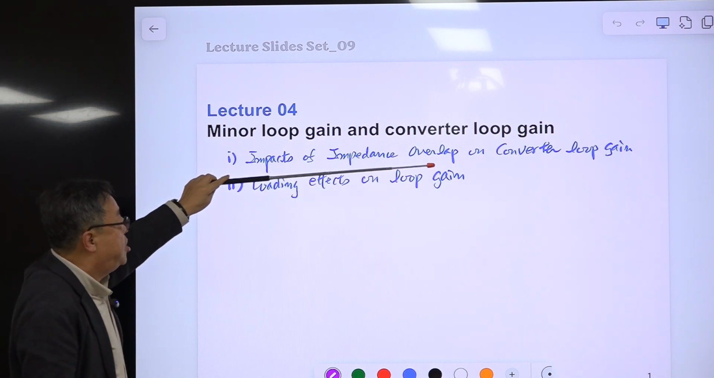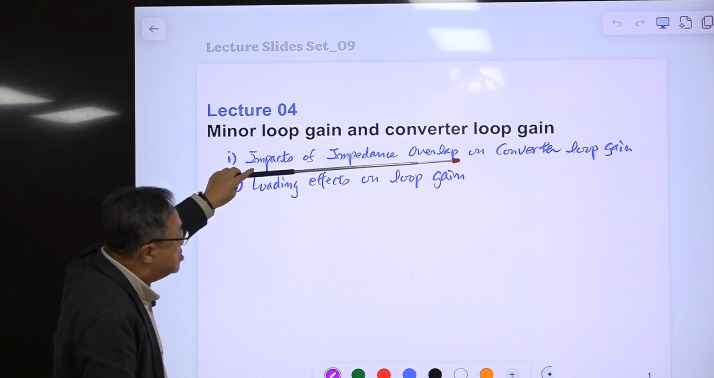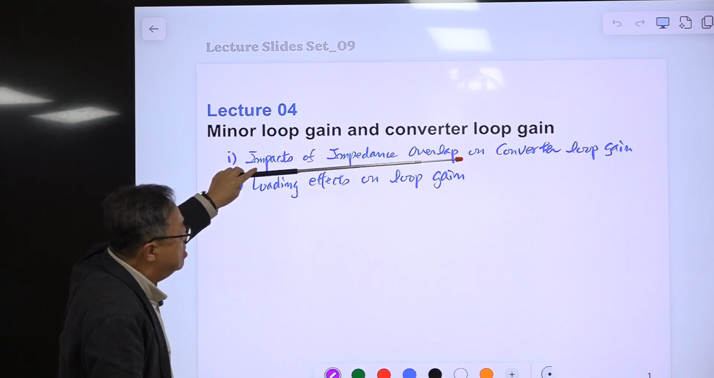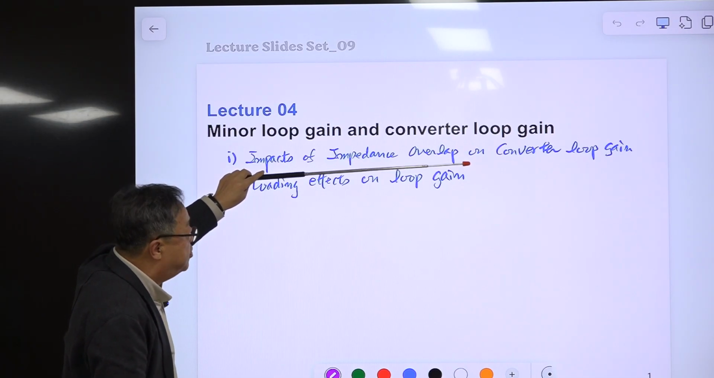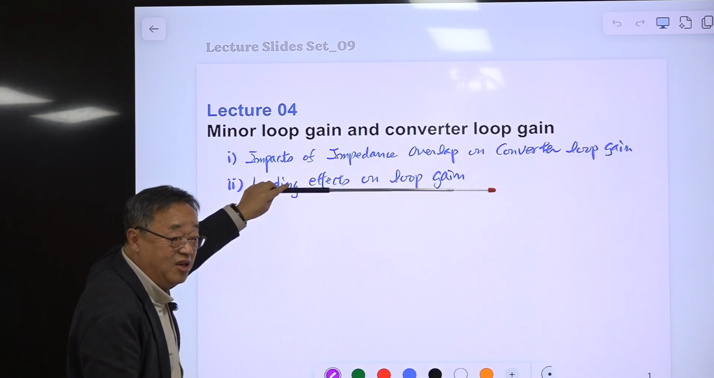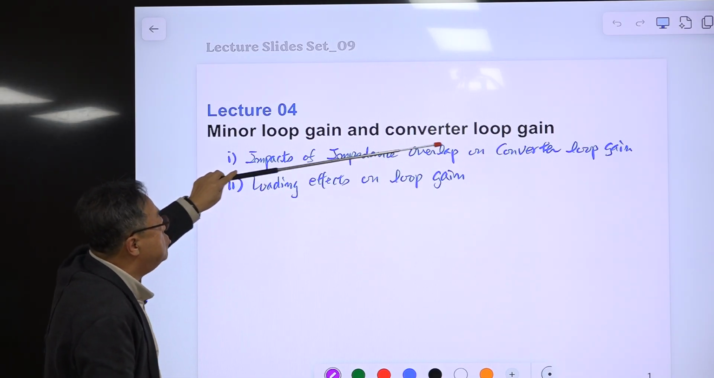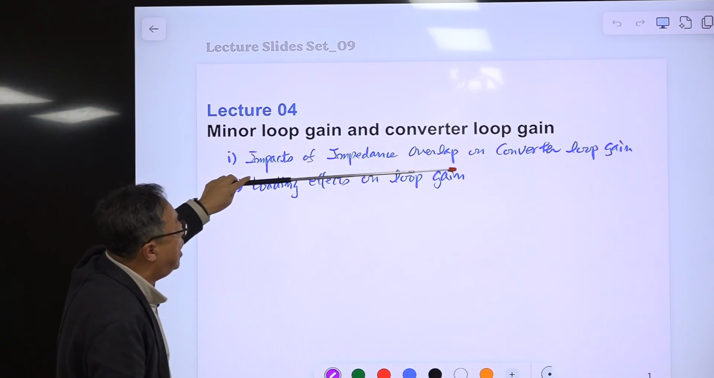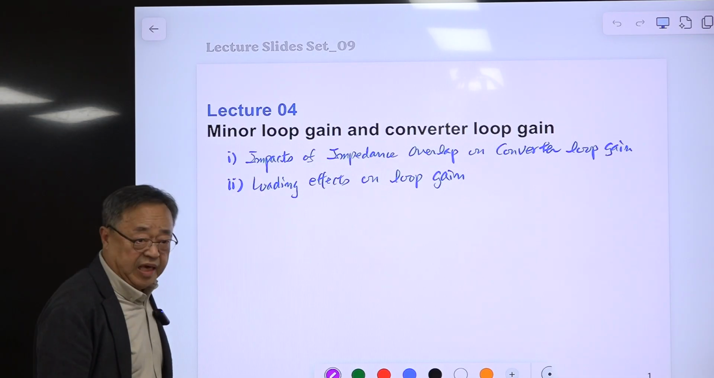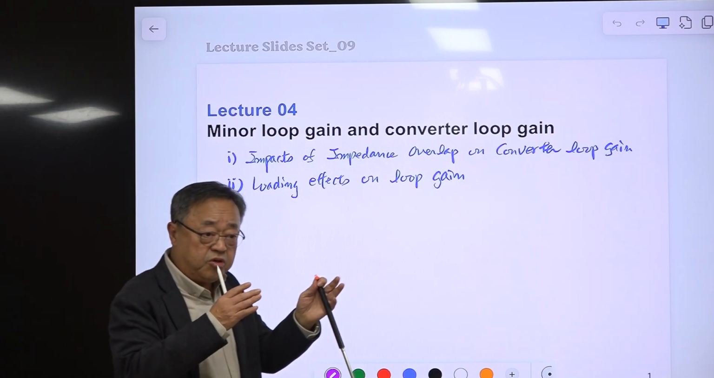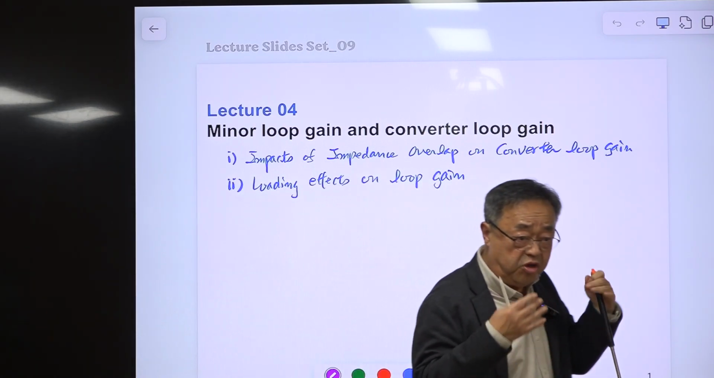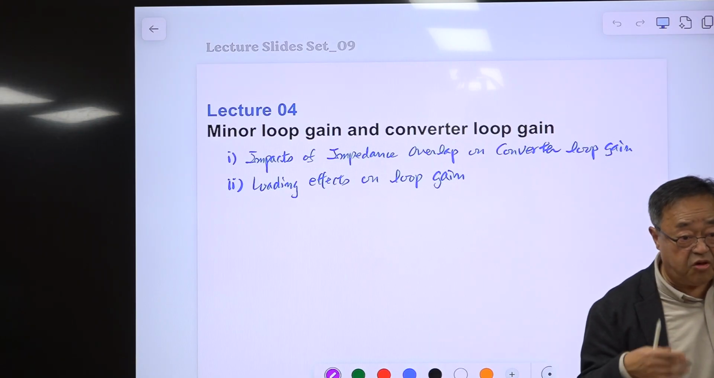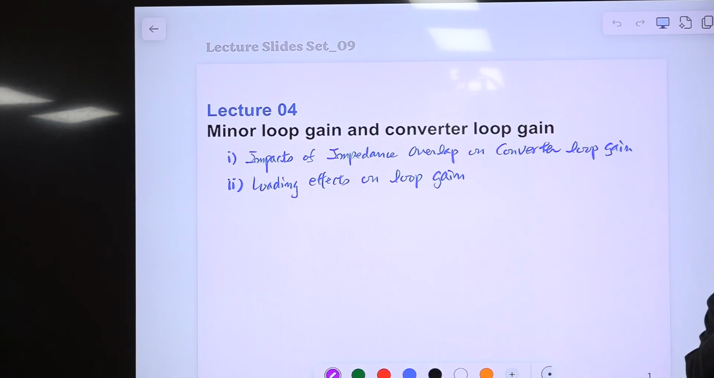So this impedance overlap is transformed as the impedance overlap. Okay, minor loop gain. We are using minor loop gain to characterize this one. So impact of the minor loop gain on converter loop gain. So the minor loop gain obviously will change the loop gain characteristic of uncoupled converter.